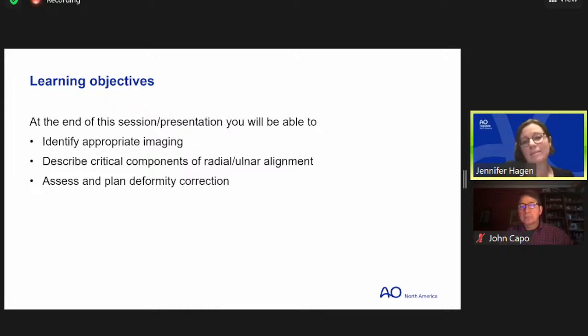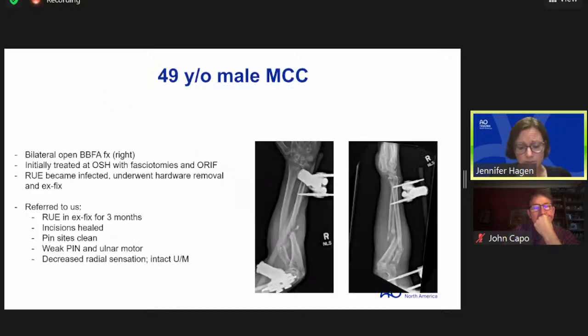So we're going to talk a lot about the imaging and appropriate imaging and paying more close attention to the rotation of the forearm when you're looking at your x-rays. We're going to talk a little bit more detail about the bow that Dr. McLaurin alluded to, about the radius and the ulna, and do a step-by-step plan for deformity correction. So we're also going to discuss one case.